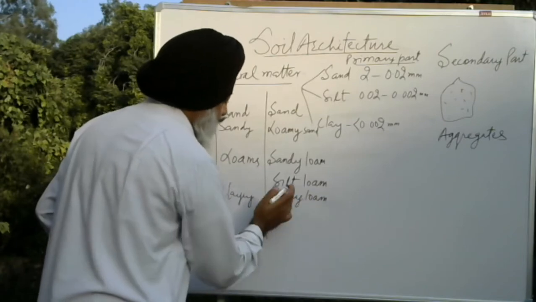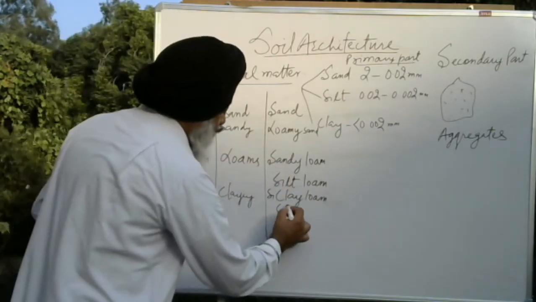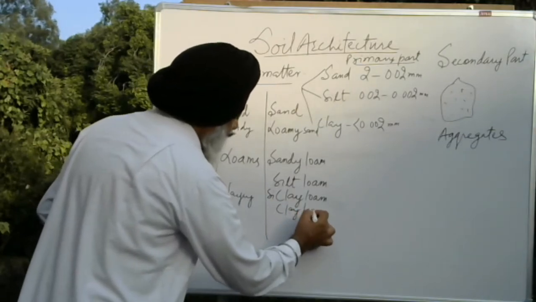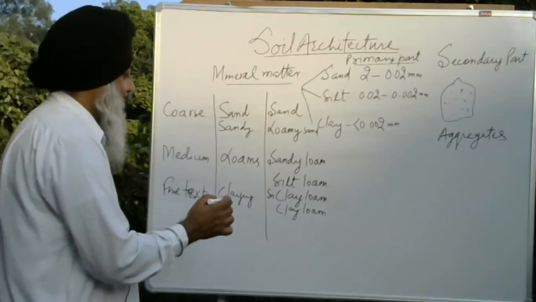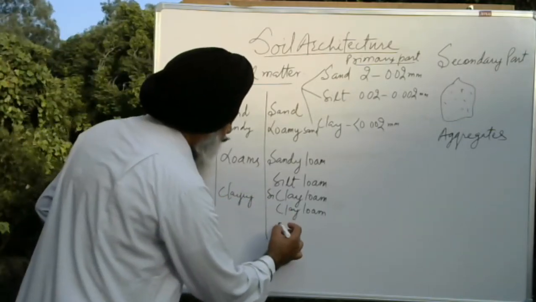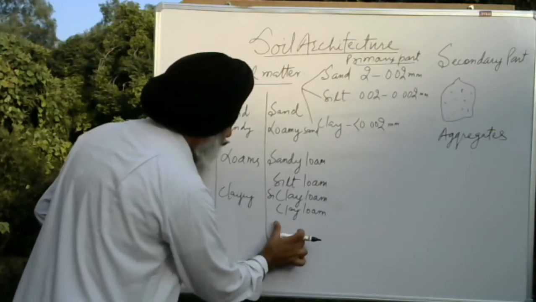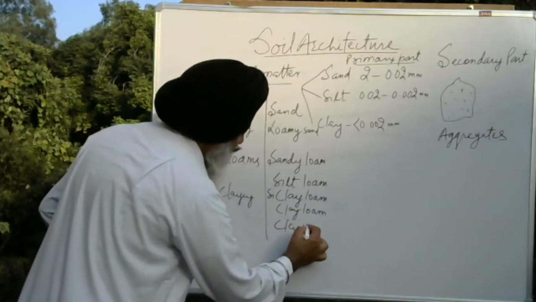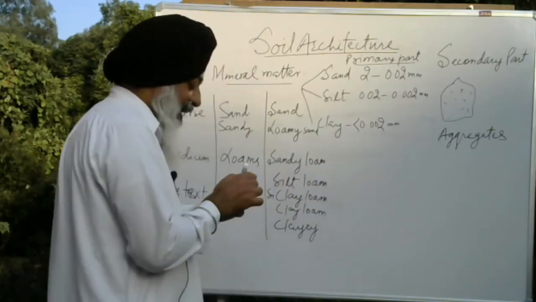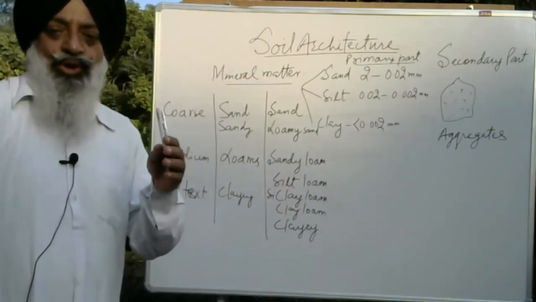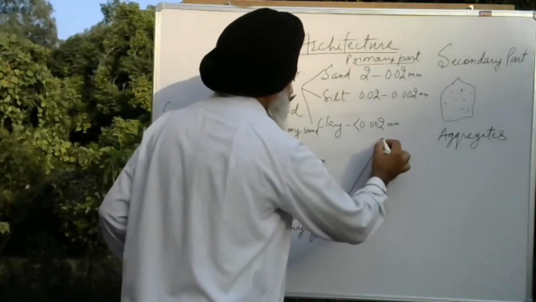Before clay loam, we can have silty clay loam and then clay loam. So as I am going down, the clay content is increasing, and then ultimately it could be silty, it could be clay. So this is just a broad classification. Otherwise, if you have proportion of three particles, sand, silt and clay, so we have a textural triangle.